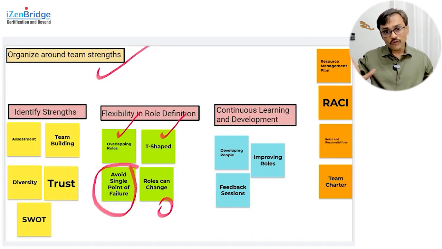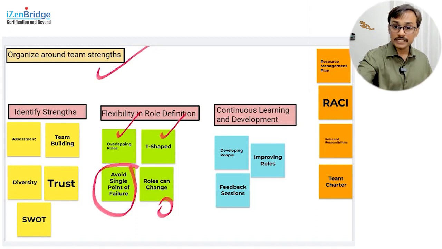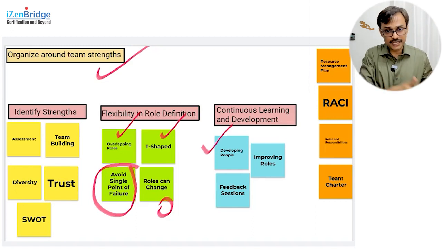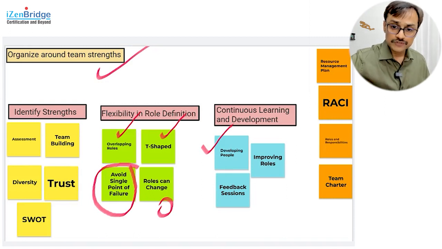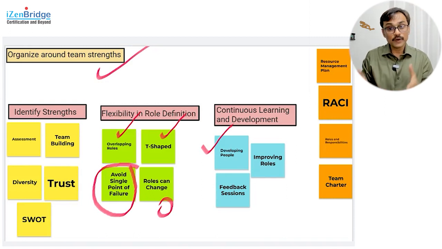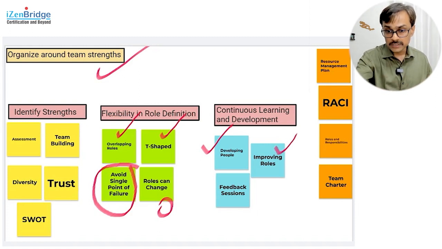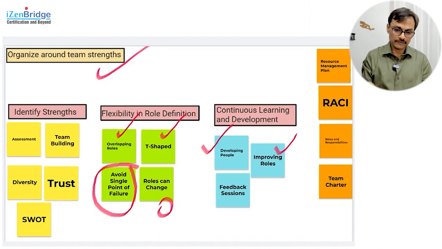Now, these things are not a one-time job. I hope that by now you already understand that in project management, it's a continuous process. So, continuous learning and development, continuously developing people by way of training, mentoring, coaching. Whenever development comes, we can look at various options of training, mentoring, and coaching. We need to provide continuous feedback, with the help of retrospectives and one-on-one feedback, and then improve their roles, improve their capability by way of developing them.